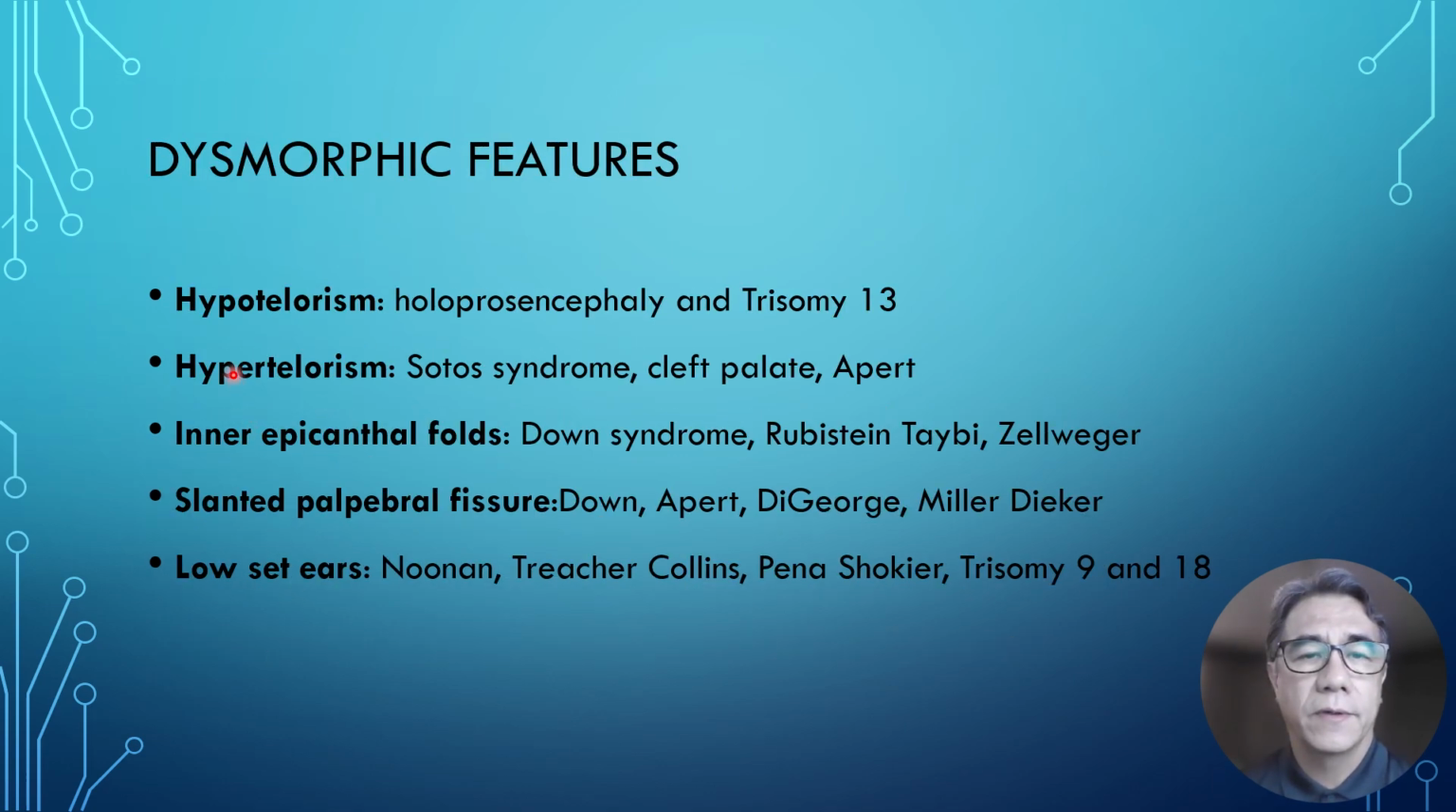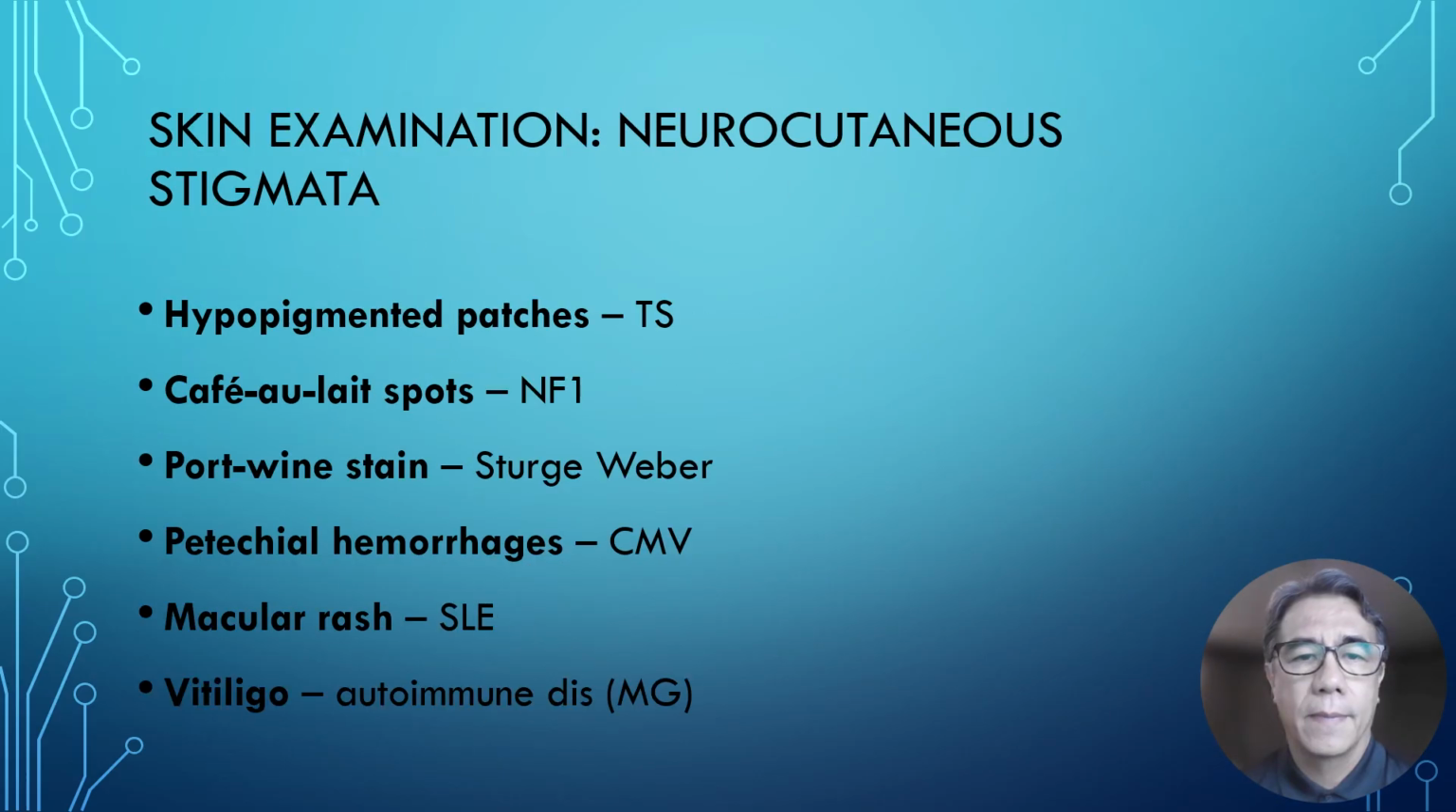And some dysmorphic features like hypotelorism, hypertelorism, inner epicanthal folds, slanted palpebral fissure, low set ears. So these correspond to different genetic abnormalities. And this is very important for you to remember. This comes out all the time in examinations, whether it be local boards or boards abroad.